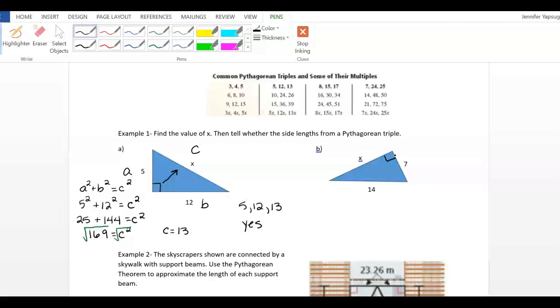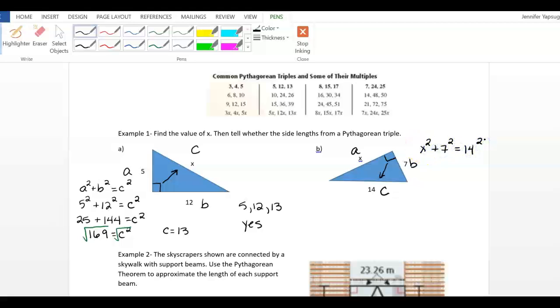Okay, so we're going to set this up the same way we did the last problem. We're going to first identify the hypotenuse, so that's the side that is across from my right angle. So this is going to be my hypotenuse, or C, and then my legs are going to be A and B. So I'm going to use that A squared plus B squared equals C squared. So that means x squared plus 7 squared is equal to 14 squared.